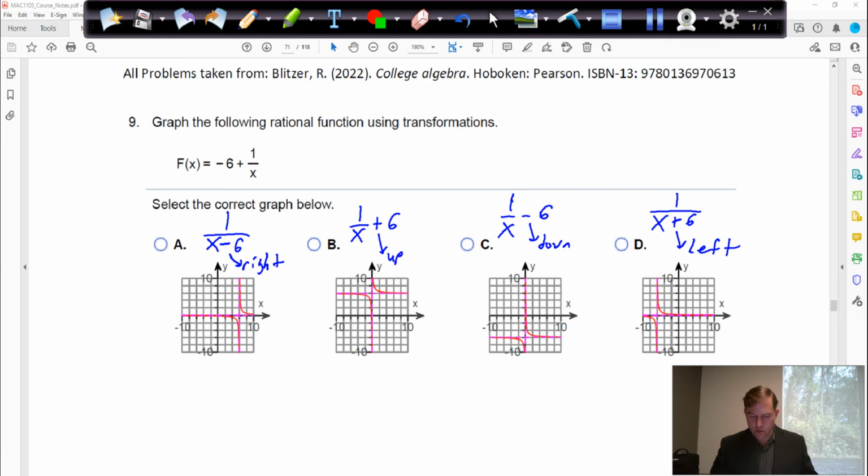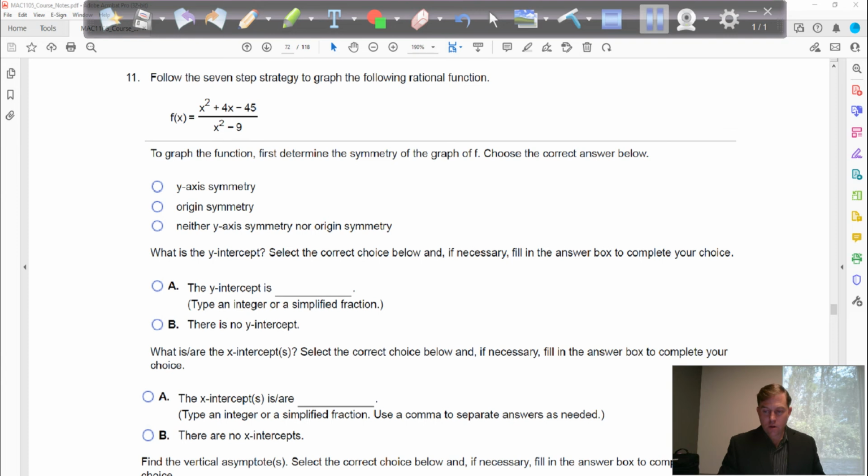So just wanted to show you the different forms that you could have for these different transformations. And then we already saw multiple transformations in problem 10. You can go left and down and right and up. You can go all over the place. Okay, 11 and 12 are going to be the challenging ones because they're going to put everything together.